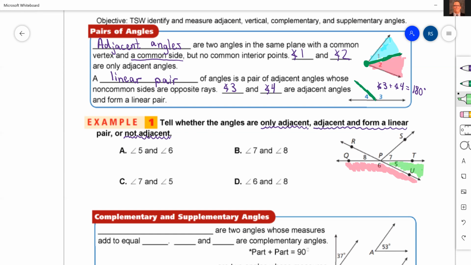So these, and we're going to abbreviate because I don't want to write out that whole thing, we're going to say adjacent and linear pair. I guess I should have written our abbreviations up here. That's adjacent. The next one, we already used it. And if it's this last option, we're going to say not adjacent. Okay.